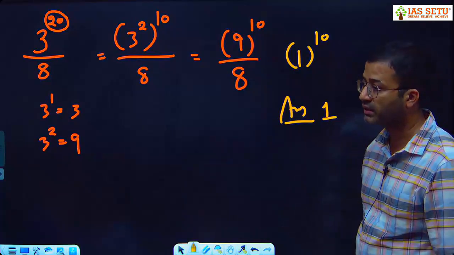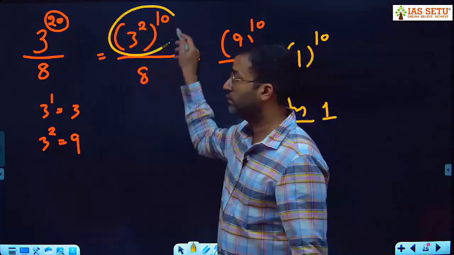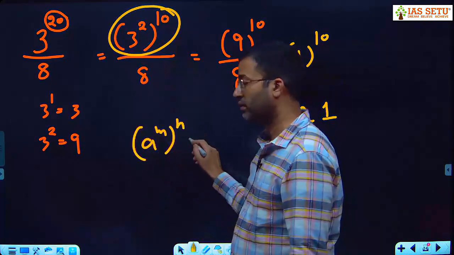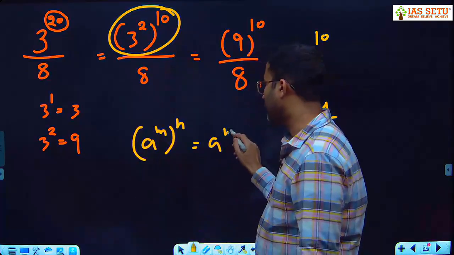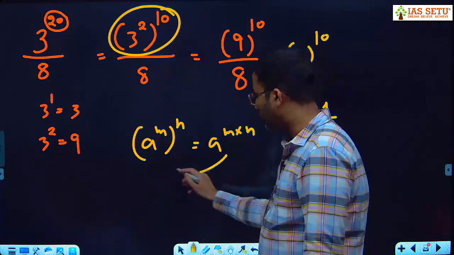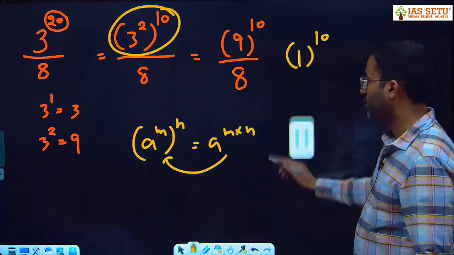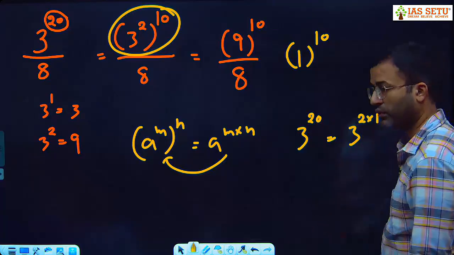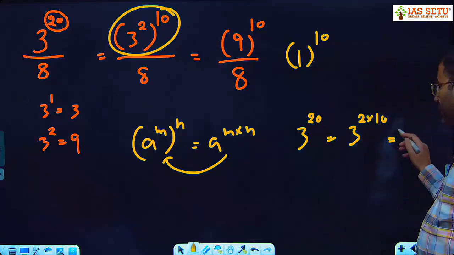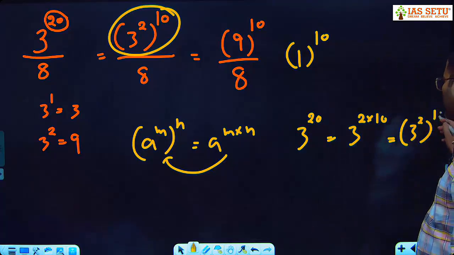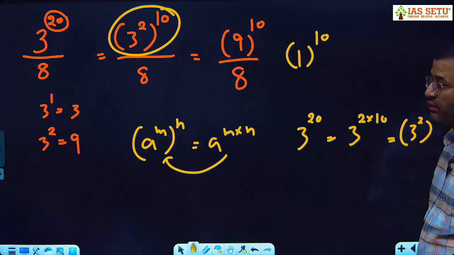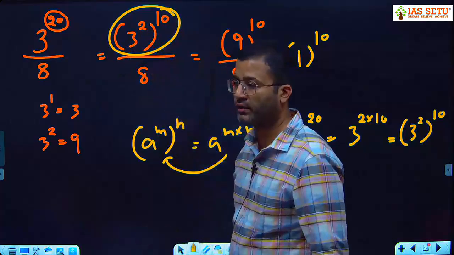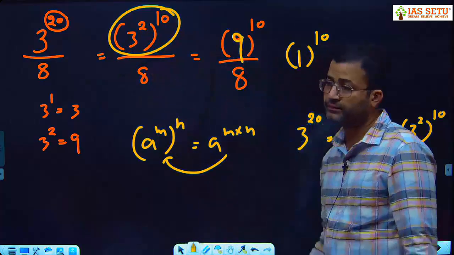क्या repeat करना है? ये वाला step. What is a to the power m, bracket n? a to the power m into n. इसको उल्टा लिख रहा हूँ बस. What is 3 to the power 20? 3 to the power 2 into 10. If it is 3 to the power 2 into 10, can I write it as 3 to the power 2, bracket 10? Yes, I can write. वही मैं कर रहा हूँ. 20 को मैं 2 into 10 ले रहा हूँ, फिर 2 bracket 10. Because I need 9.